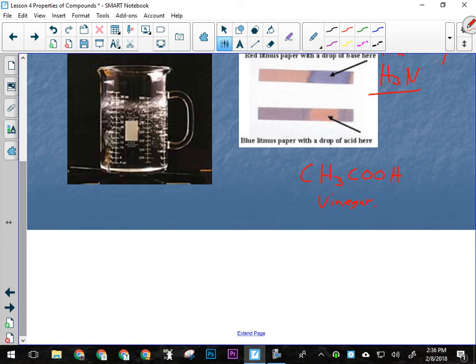You don't want to sniff it. Okay. If you sniff vinegar, you'll feel it burning in your nose, but it won't hurt you. You sniff the glacial acetic acid and you'll be flat on your back bleeding. Okay. You don't want to do that.